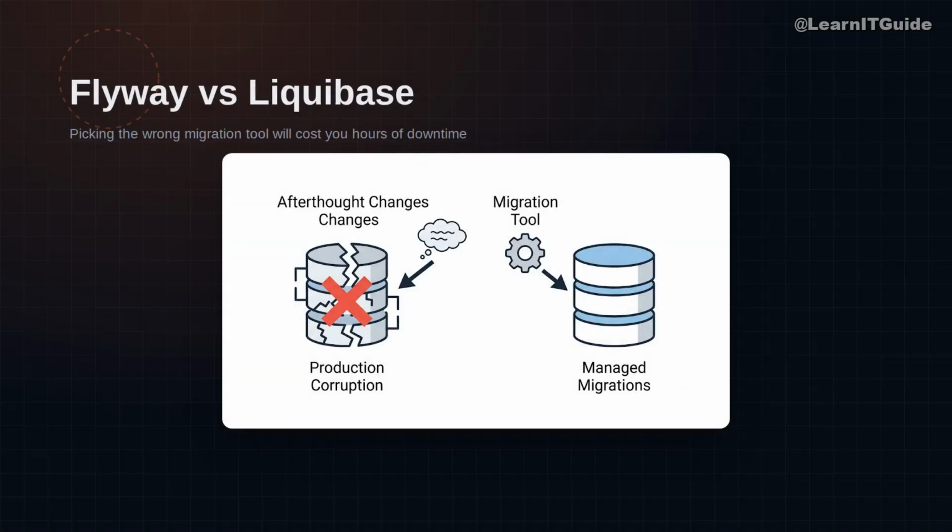Hey everyone, welcome back. Today we are going to walk you through the two biggest names in database migrations, Flyway and Liquibase. And you know why this matters. Most engineering teams treat database changes as an afterthought, and that is exactly how you end up with production corruption at 3 in the morning. Picking the wrong tool will cost you, so let us break down how they actually work.